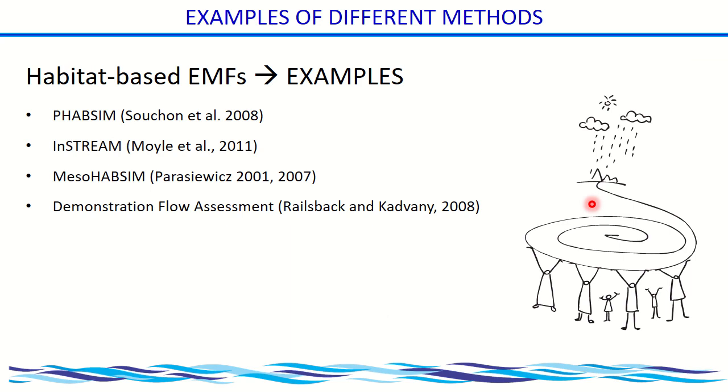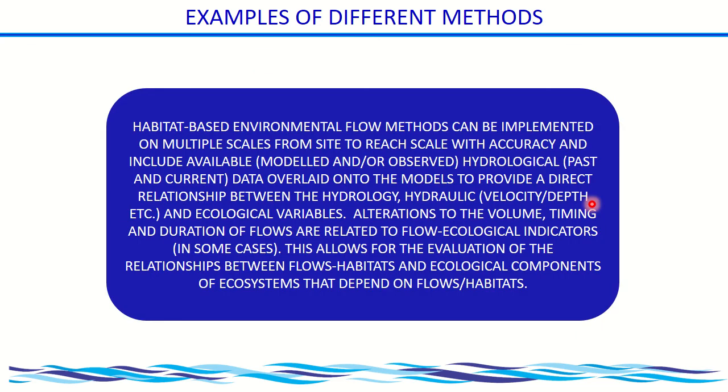All right. So these are different types of environmental flow assessments using habitat-based methods. And finally, if you look at habitat-based environmental flow methods, they can be implemented on multiple spatial scales. Again, it's the same hydrological and current data overlaid onto models that provide a direct relationship between hydrology, hydraulic variables, and ecological variables. Now we have a specific requirement of my species. Alterations to the volume, timing, and duration of flows are related.